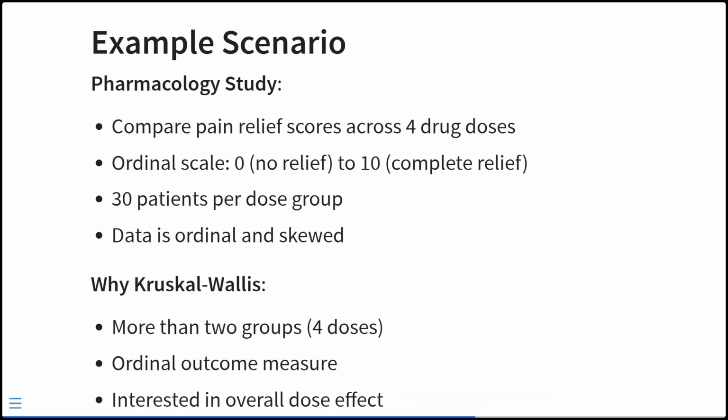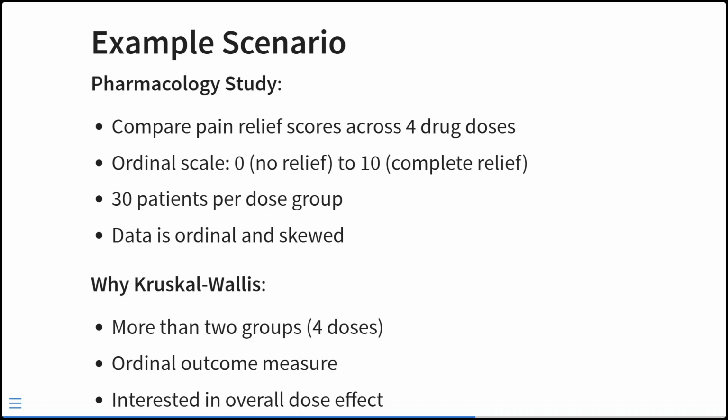An example scenario of a Kruskal-Wallis is when you want to compare pain relief scores across 4 drug doses. So we have 4 drug doses, and you want to compare. If you have 2, you can just go for your Mann-Whitney U test. But if you have 4, it's better you go for the Kruskal-Wallis. The ordinal scale is usually 0 to 10, no relief to complete relief. We have 30 patients per dose group, and the data is ordinal and skewed.